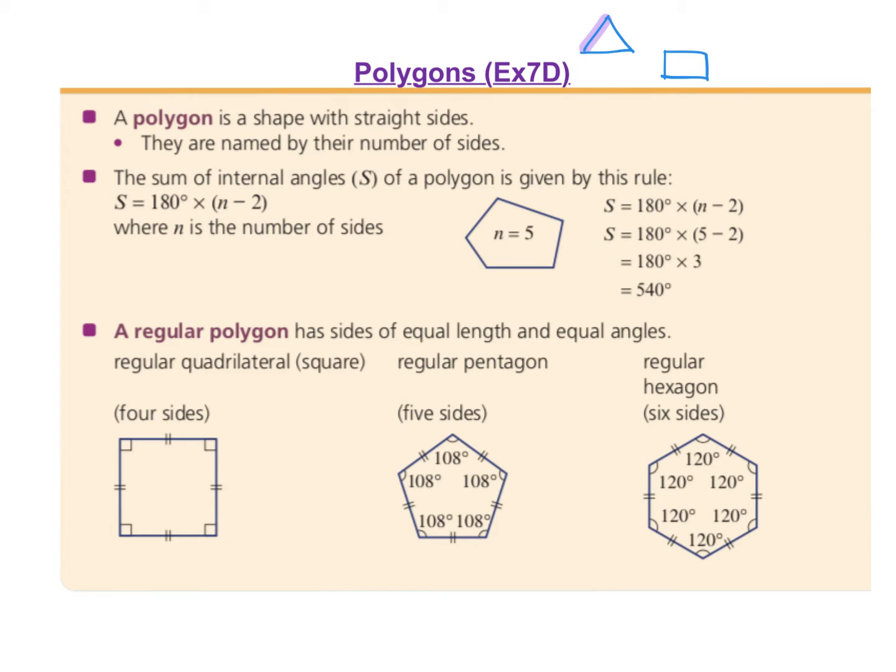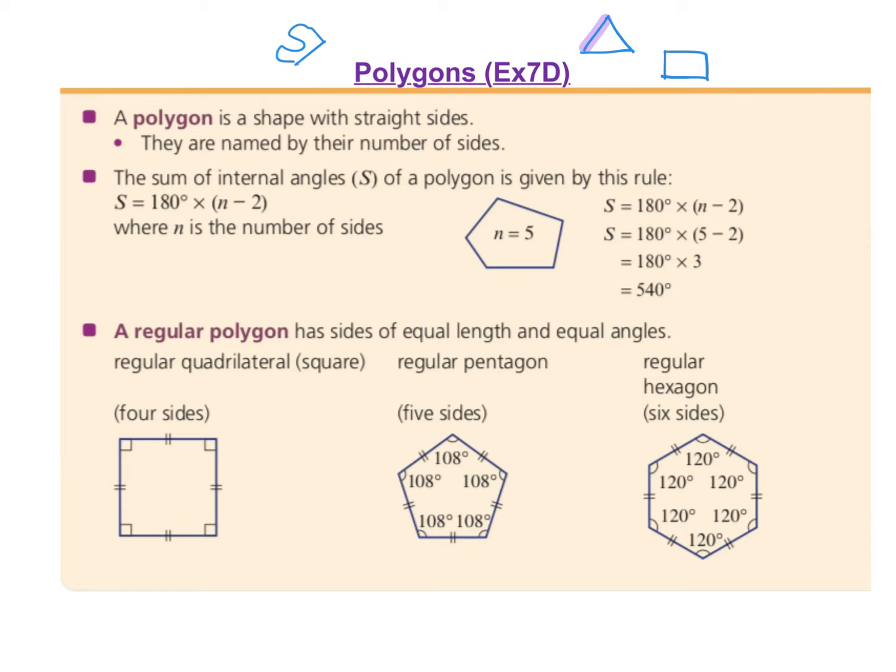So you're not going to see any shape that has a curved side as a polygon, yeah? Okay, so a straight-sided shape is a polygon. Not a circle, that's got a curve, so just everything else with straight sides. And we name our polygons by the number of sides. So a polygon is named by how many sides it has.